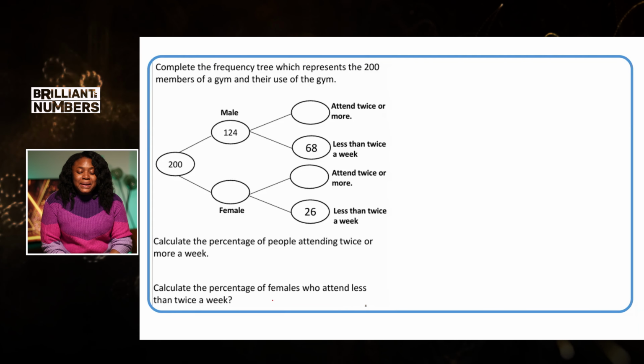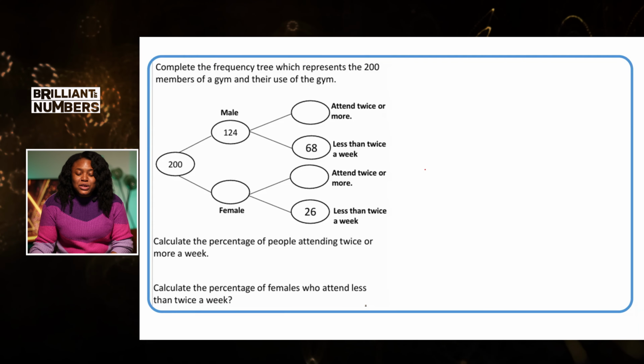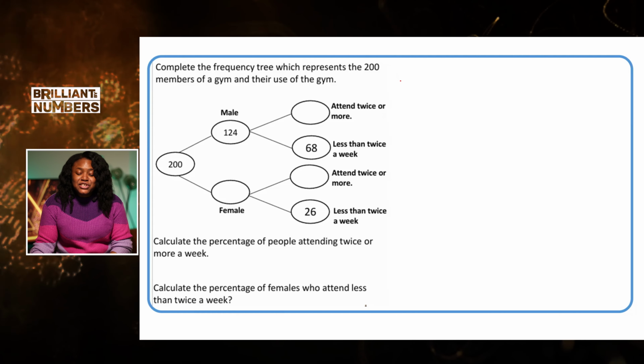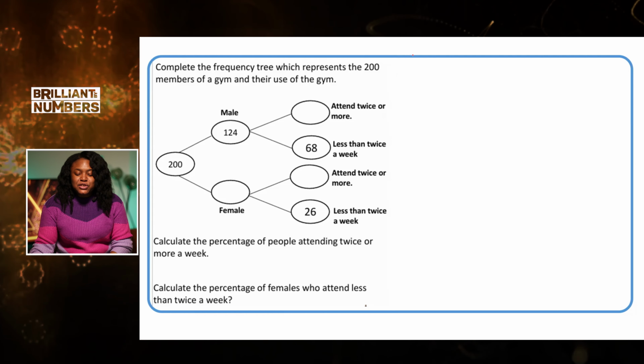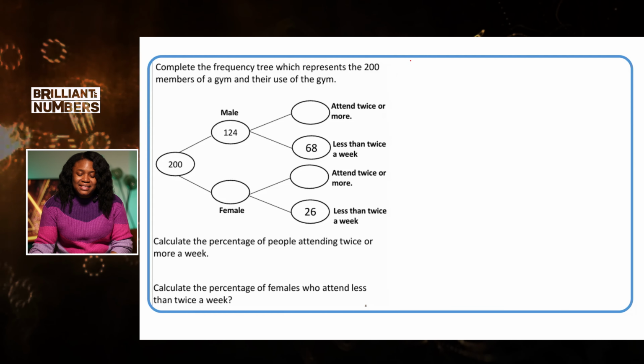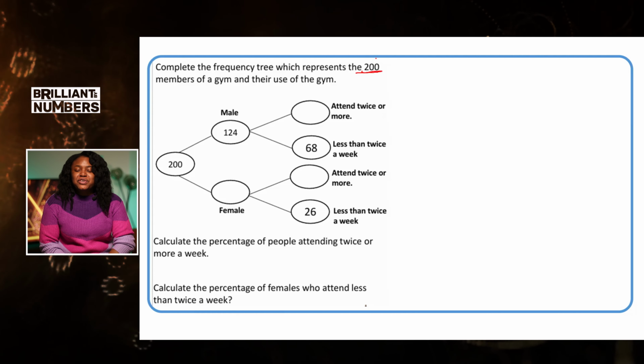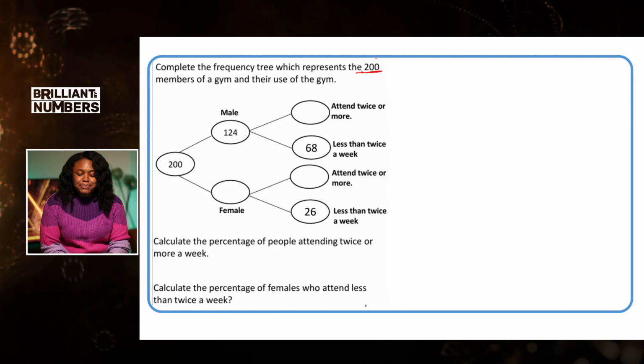So our first question is on frequency trees. Let's have a read of this question. Complete the frequency tree which represents 200 members of a gym and use of the gym. So I'm just going to underline the key thing here. First of all, I know that there are 200 members of this gym.